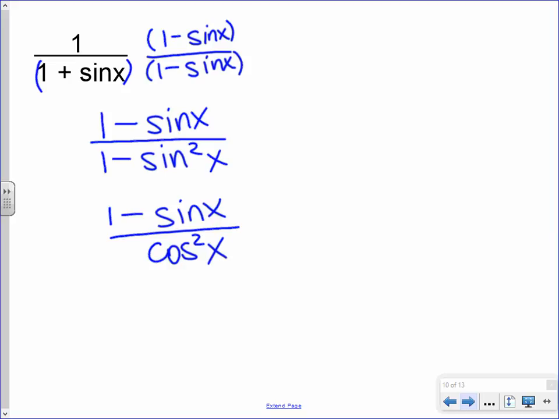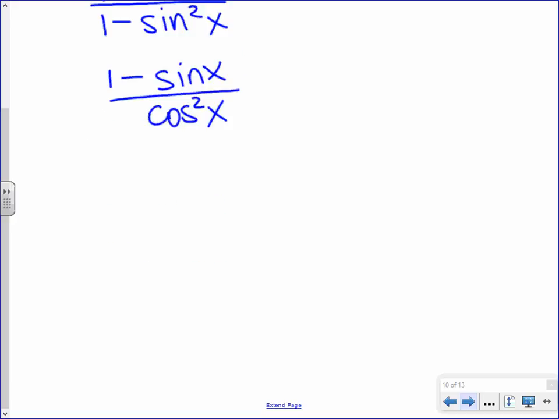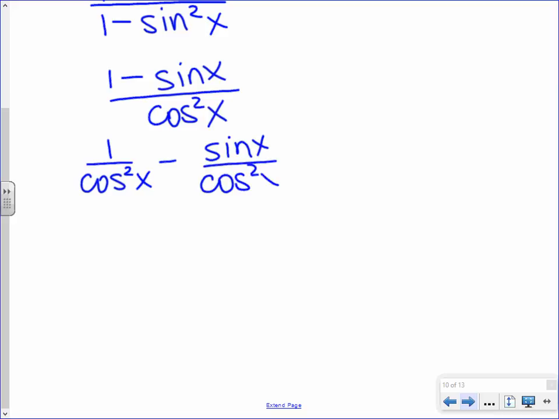Now, we have this fraction here. Since we have two terms in the numerator and only one term in the denominator, we are allowed to split fractions apart. Do you agree? So what we can do is write this as 1 over cosine squared minus sine of x over cosine squared. I wanted to do this example so you could see that that is allowed. We can split things up using the denominator.